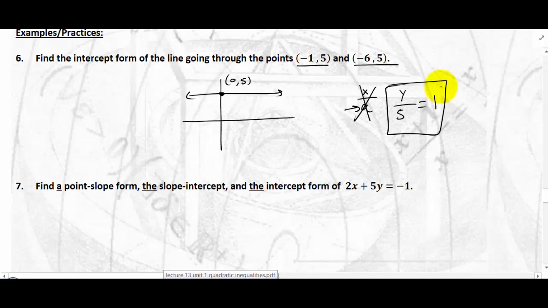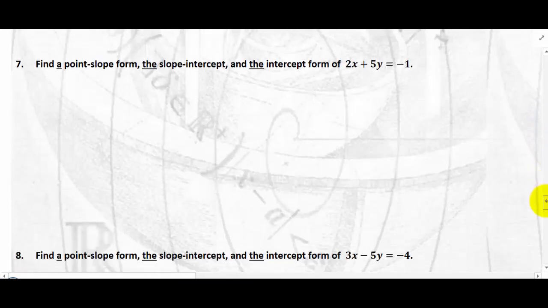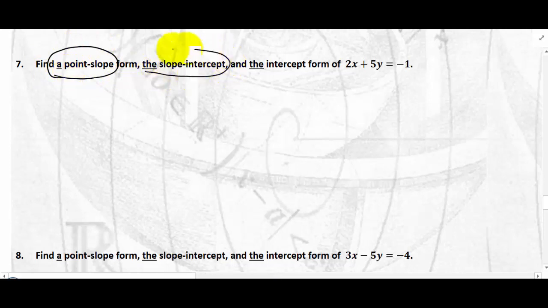But I'm going to do 7, and you can do number 8 on your own. So in this case right here, we have to find a point slope form, and you know why a, right? Because you can have a lot of different point slope forms. Then the slope intercept, there's only one, and the intercept form, I didn't tell you about this one, but it's obvious that you can only have one such form, okay? So here we go. Here's a line. So your point slope may not be the same as your neighbor, all right?